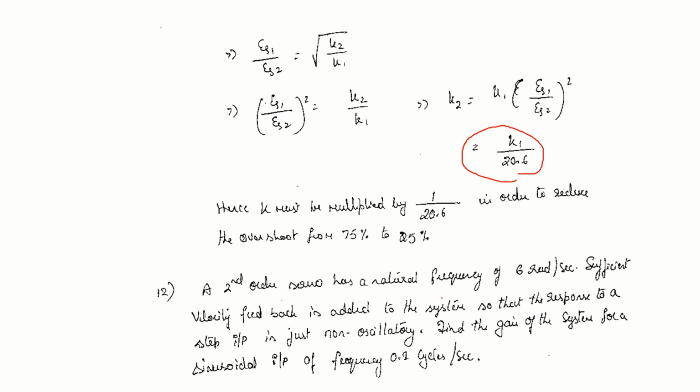A second order servo has a natural frequency of 6 radians per second. Sufficient velocity feedback is added to the system so that the response to a step input is just non-oscillatory. That means zeta should become equal to 1. Find the gain of the system for a sinusoidal input of frequency 0.1 cycle per second.